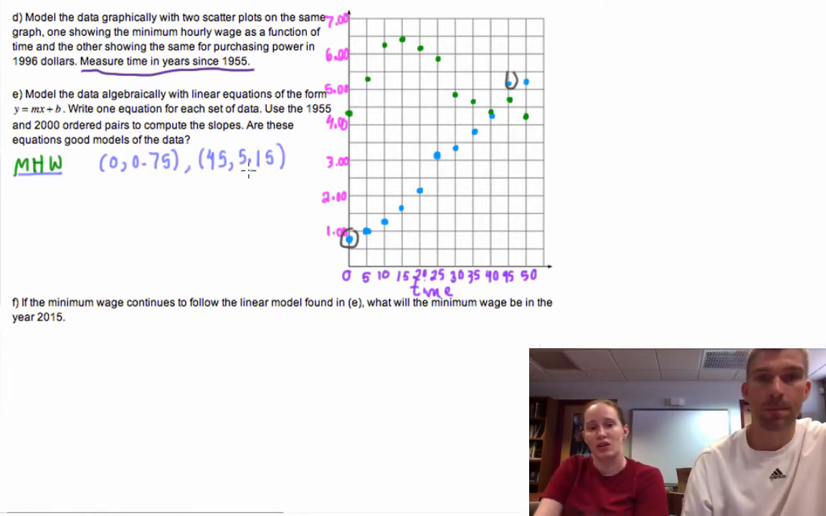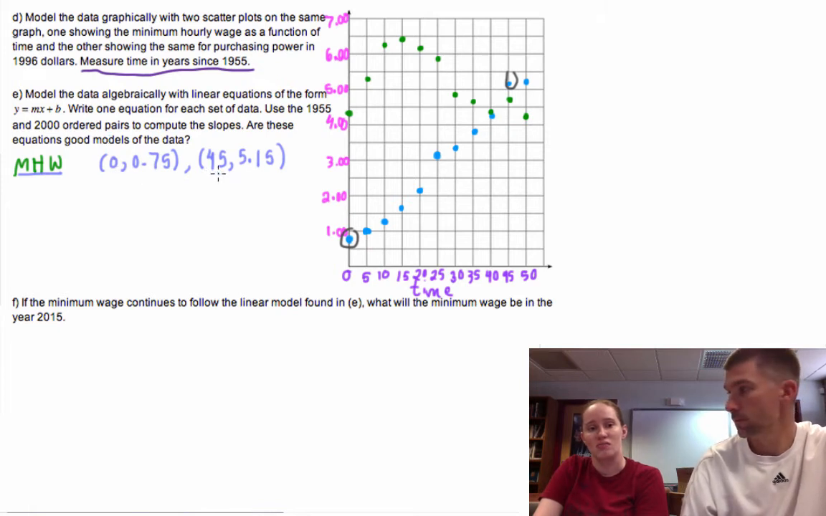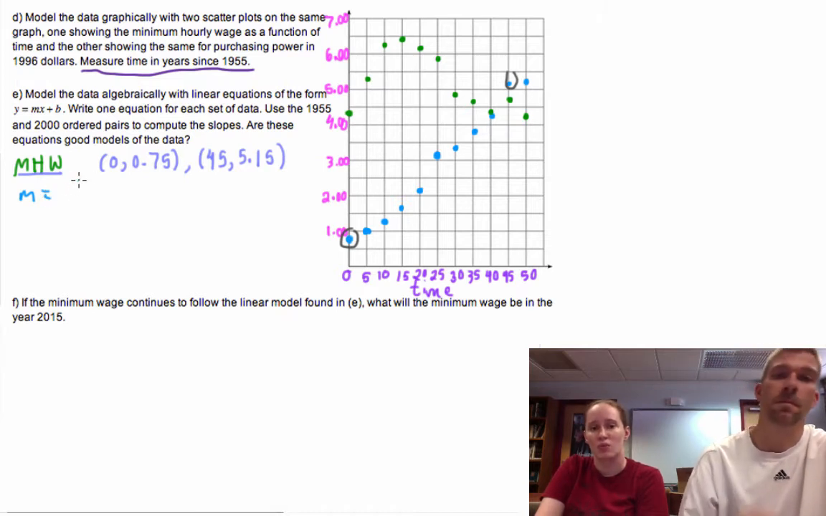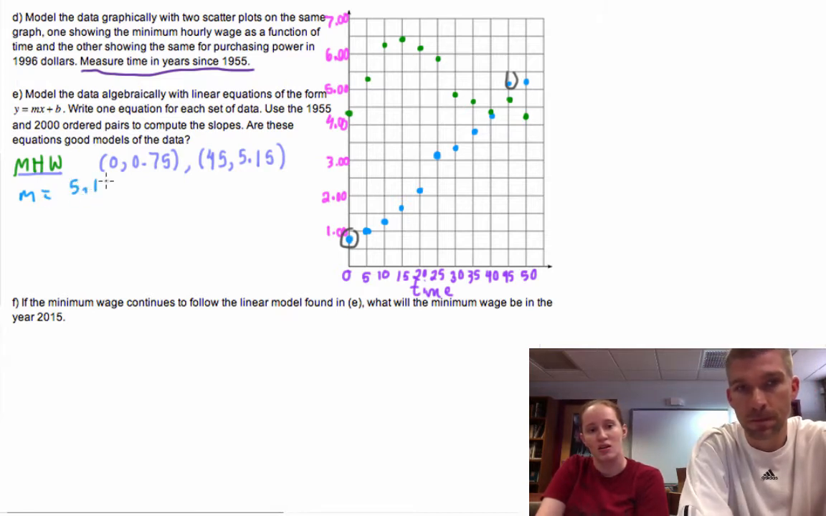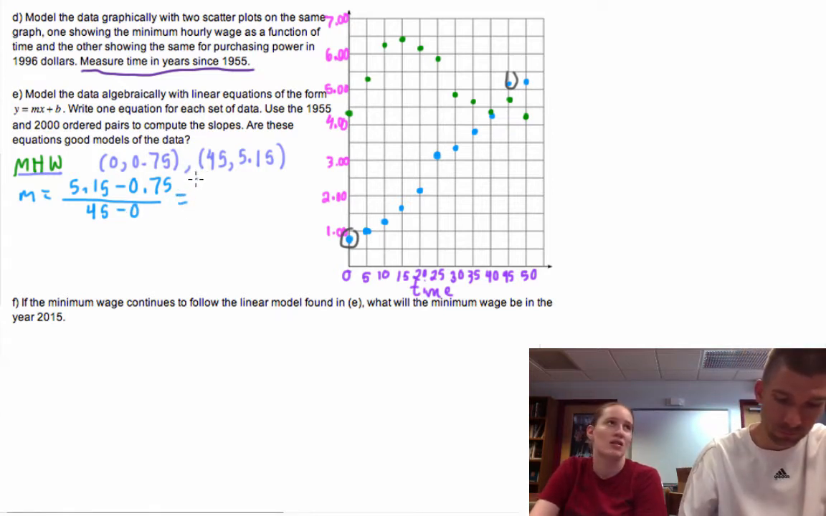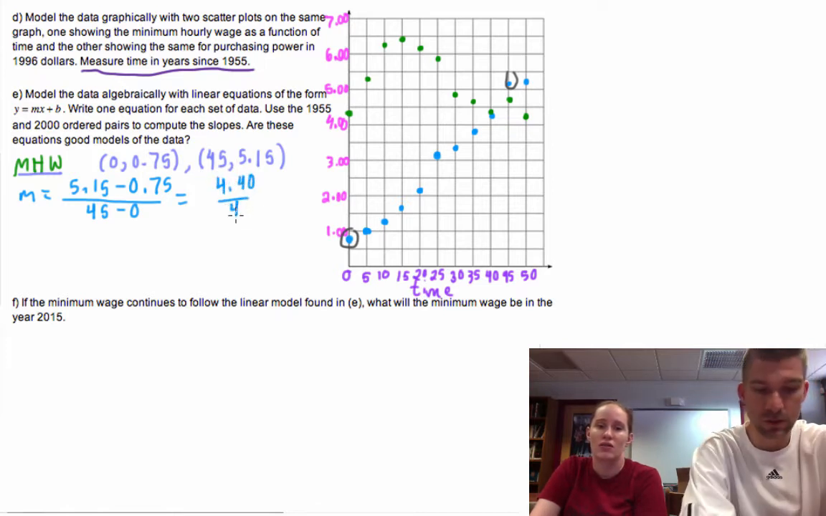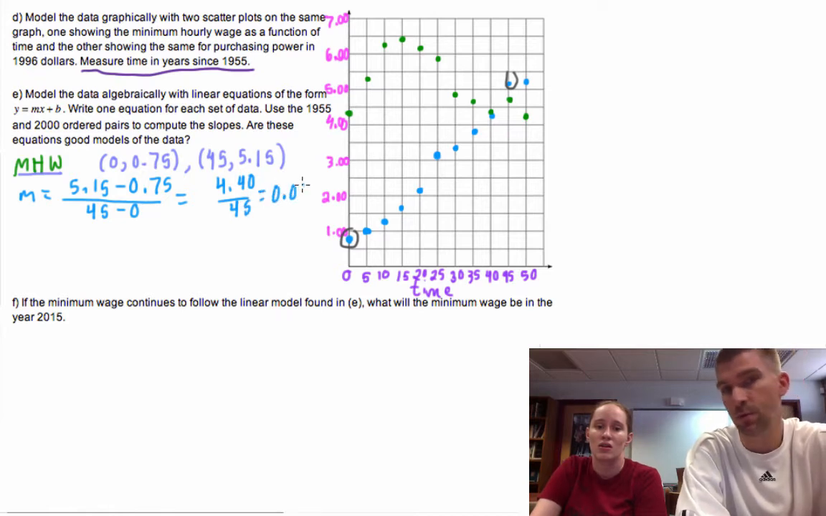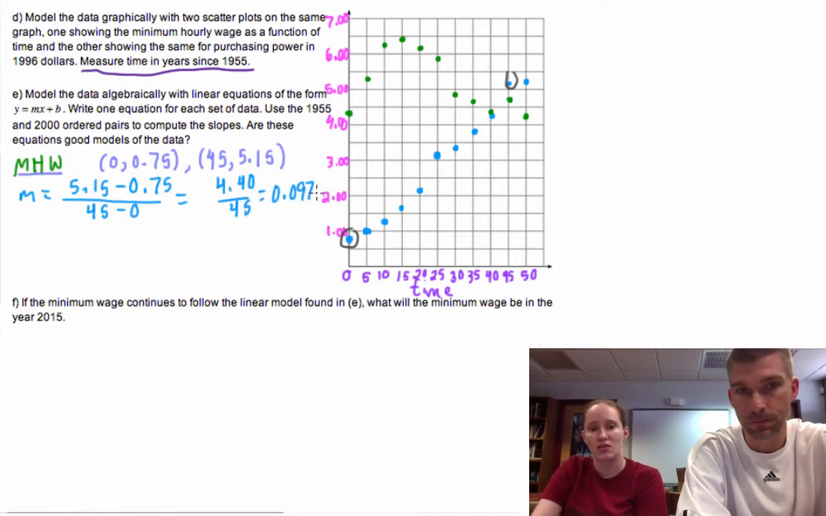But before we do that, in order to get a line from this, we need to use point slope form, and we need to use that slope equation. The one, stop minus start sort of thing. Yeah, m equals y2 minus y1 over x2 minus x1. So 515 minus 75 cents is going to be 440, over 45, which is 0.0977 repeating. Okay, so that's your slope.